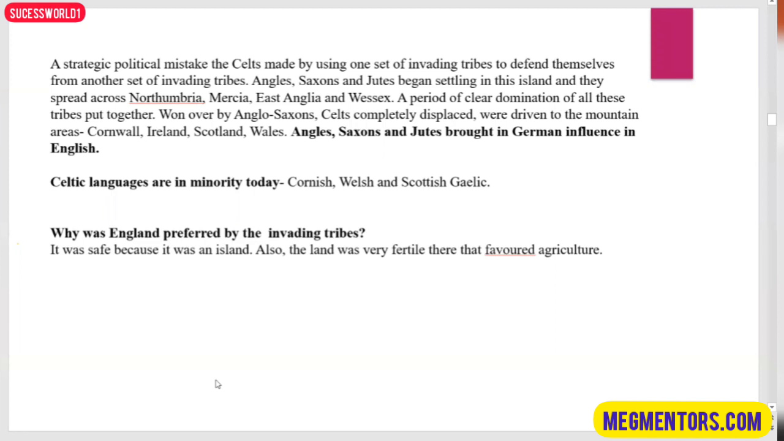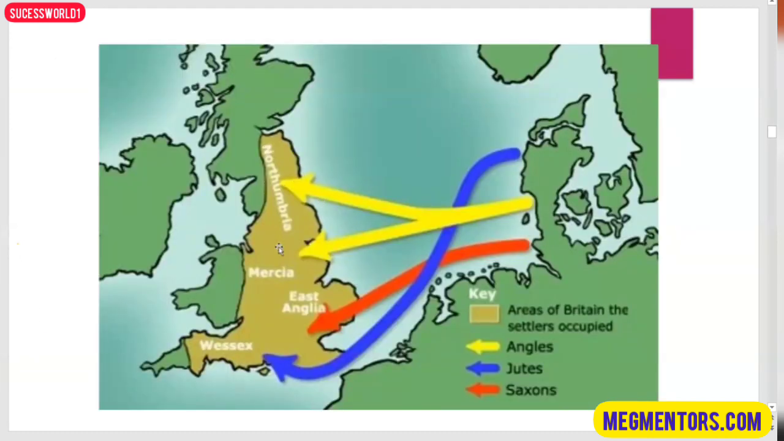But this was actually a strategic political mistake by the Celts. Why? Because these invading tribes that they had to defend themselves against took over the land, England, and they themselves settled this island, and they spread across Northumbria, Mercia, East Anglia, and Wessex. These were the parts of England I will show you here in this map. These arrows show the influx of Anglo-Saxons and Jutes into England.